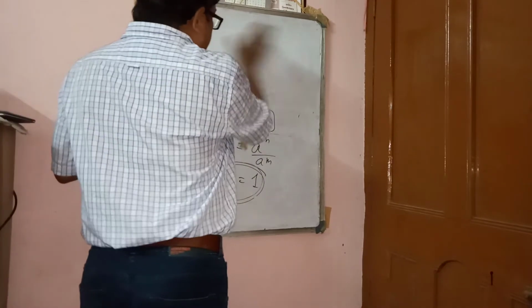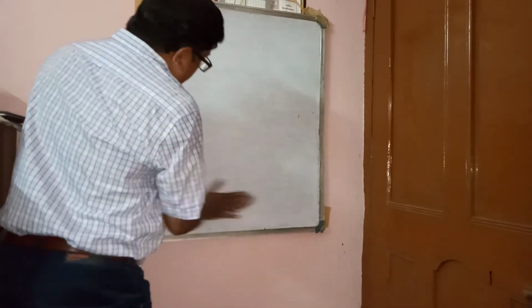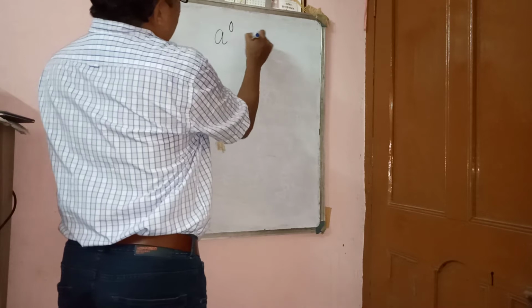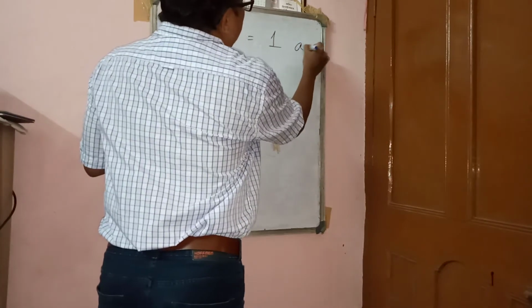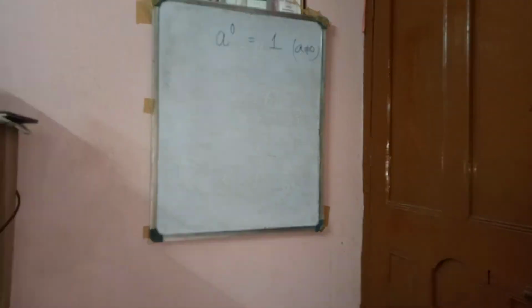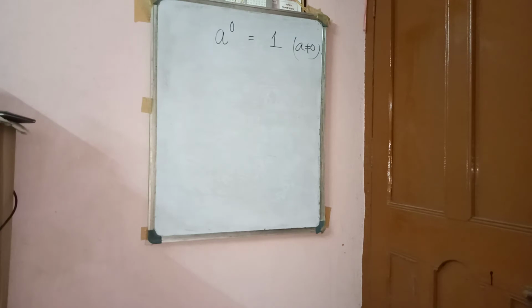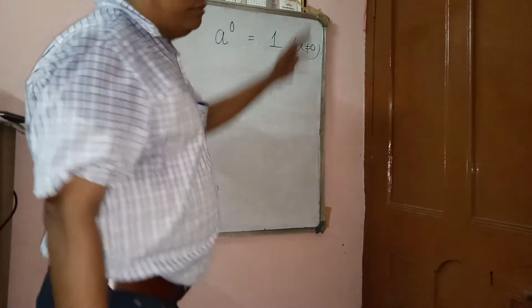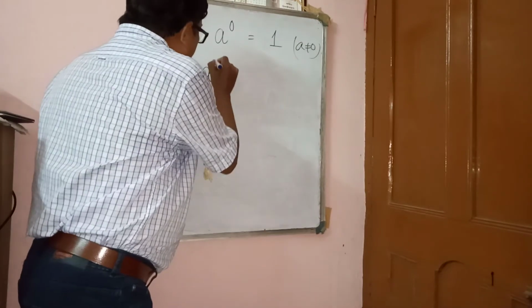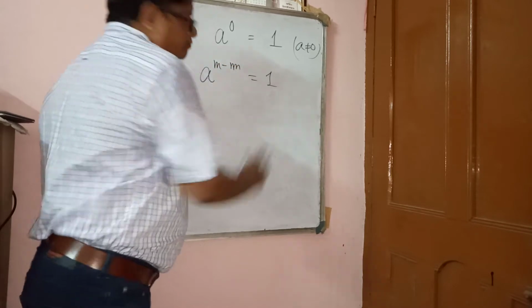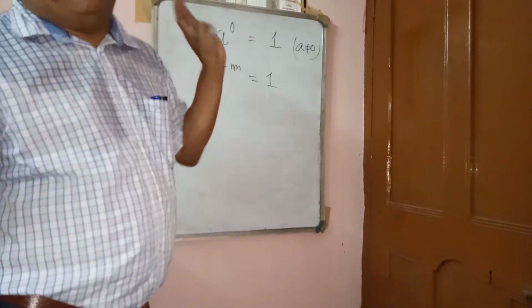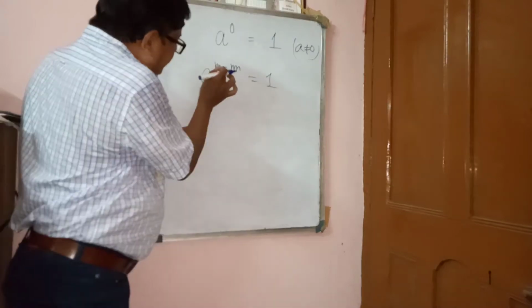Now, if a negative power is there, then what to do? We are getting a to the power 0 equal to 1, where a is not equal to 0. So this part you can write: a to the power m minus m equals 1. Zero can be any number, n minus n, x minus n, any one you can write. So this 0 we can write as m minus m.